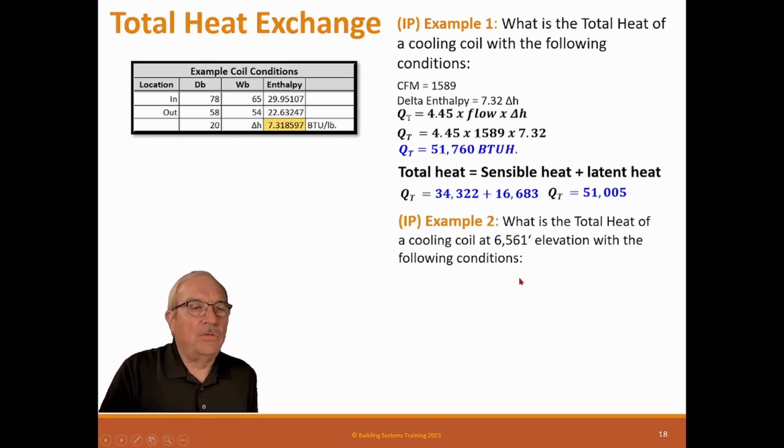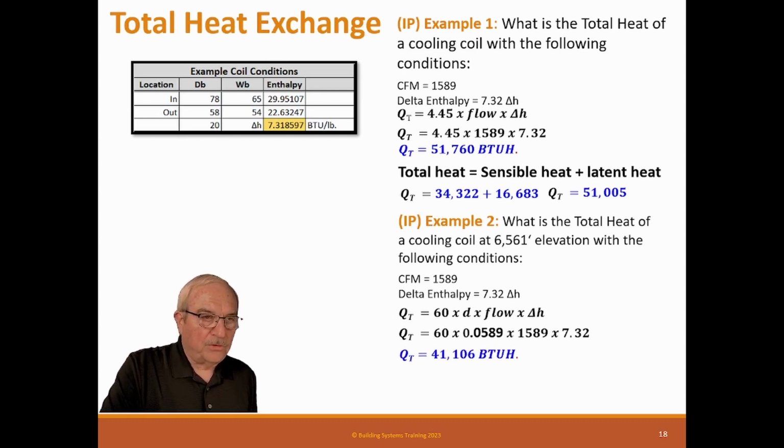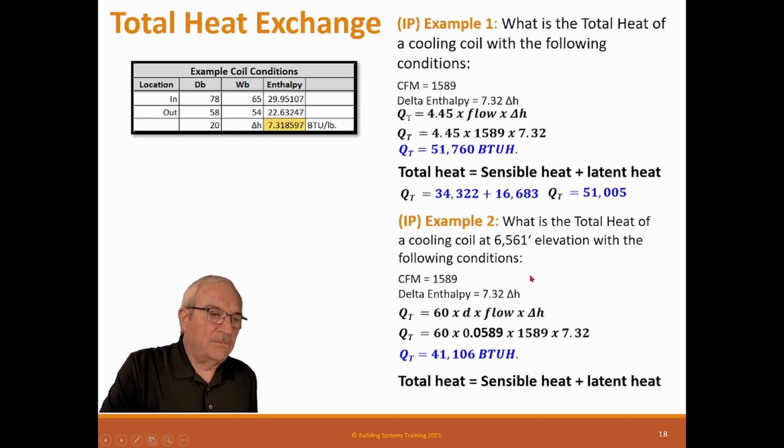Example 2, what is the total heat of a cooling coil at 6,561 foot elevation with the following conditions? 1589 again, a delta enthalpy of 7.32. So 60 times D times flow times delta H equals 0.0589 times 1589 times 7.32, which equals 41,000 BTU. So you can tell again that the air holds less heat, so the total is less. So basically, remember the total heat equals sensible heat plus latent heat. If you did this before, it was 40,932.